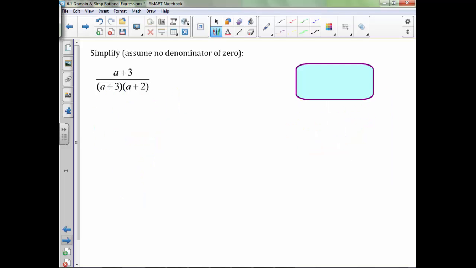On this one, notice everything's already factored. This is a factor by itself. Notice these a plus 3s can cancel, but also this a plus 2 is in the denominator, so it needs to stay in that denominator, so it'll be 1 over a plus 2.